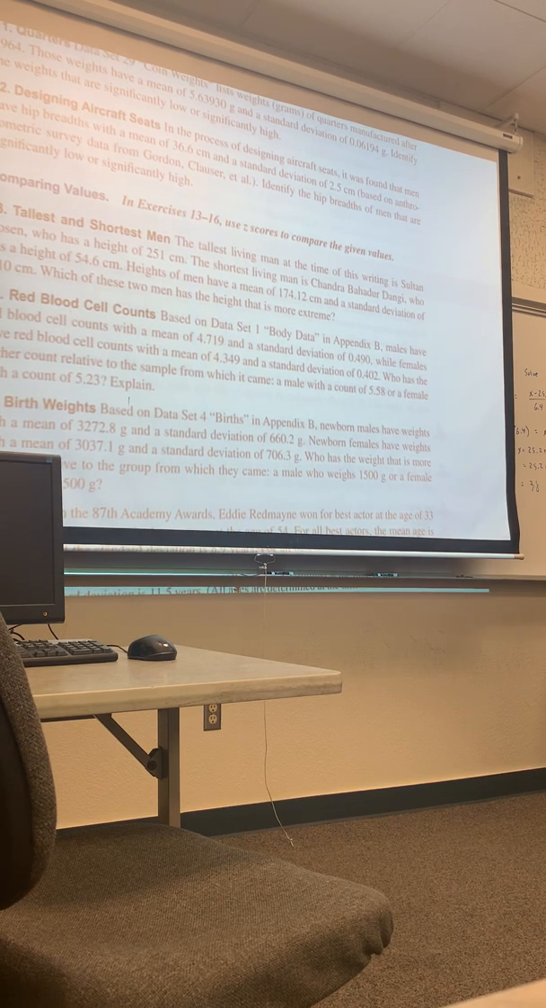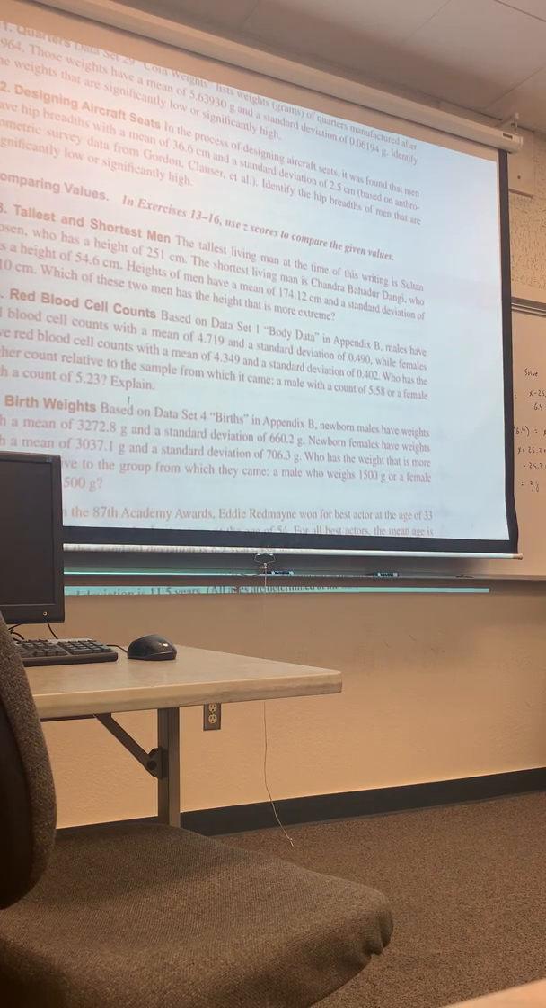Yeah, 2.19. So who has the more extreme, the male or the female? The female, because she's got the higher z-score. The more extreme z-score, I should say. It could be more negative too, but yeah, so it's a female.